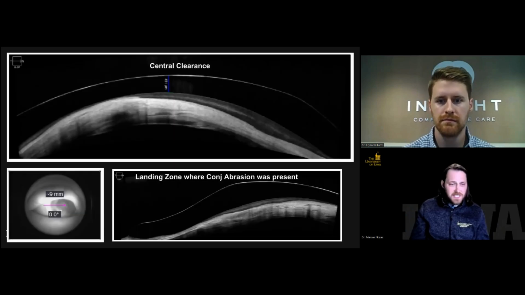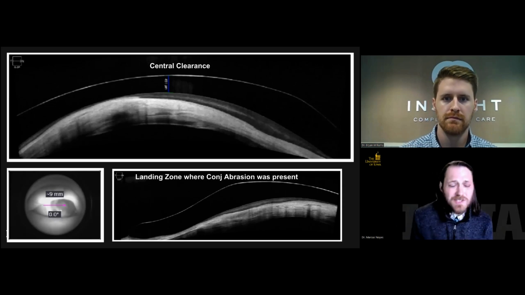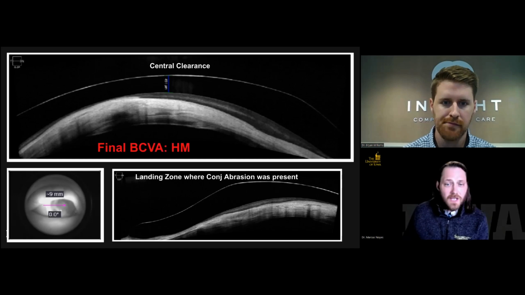And here's the OCT images on that. So that top picture there, you can see there is clearance. Hopefully you can tell that even over that irregular nodule of scarring on the left-hand side. And then on that bottom picture, we can see that it's definitely clearing over that area where the conjunctival abrasion was present. Final visual acuity, unfortunately, was hand motion in this eye, even with all of this.